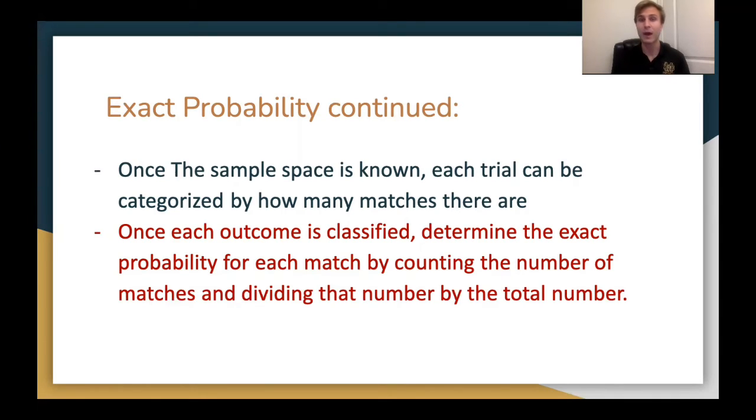And once you've done that, you can determine the exact number for each match by counting up how many matches there are for that specific instance. So how many times there's one match in a pairing, how many times there's 2 matches, 4 matches, etc., and then dividing that number by the total number. And this will get you the exact probability for there being 0 matches, 1 match, 2 matches, or 4 matches. Because remember, you can't have 3 matches in this problem.